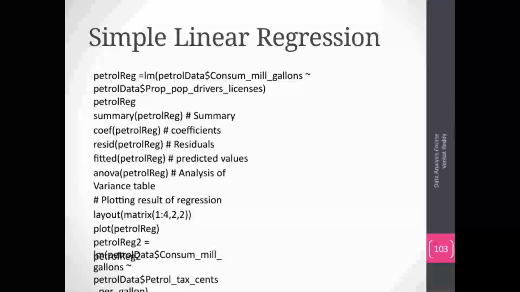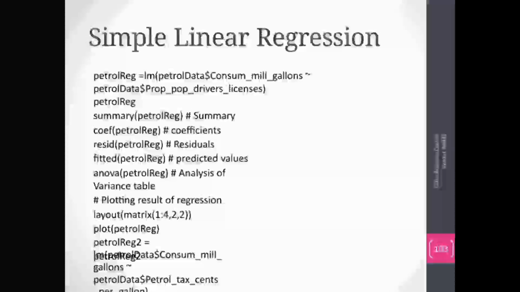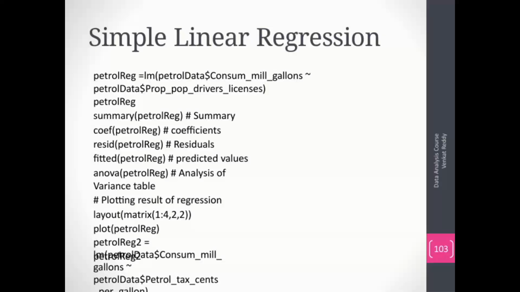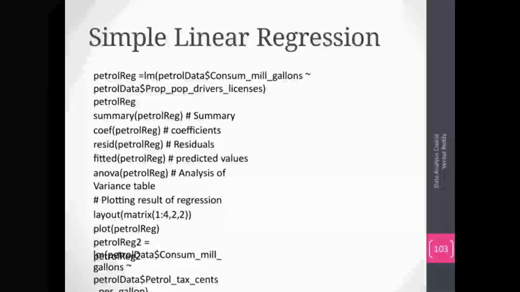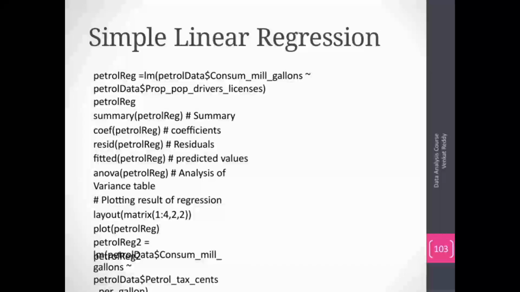Moving on to visualization, we set up a layout for 4 plots to examine various aspects of our regression model visually. These plots are crucial. They include residuals versus fitted, a normal QQ plot, scale location, and residuals versus leverage. They help us check assumptions like linearity, normality, and homoscedasticity. Finally, we introduce a second regression model, petrol reg 2, which predicts petrol consumption based on petrol tax per gallon. This demonstrates how different predictors can be used in simple linear regression to explore relationships in our data.